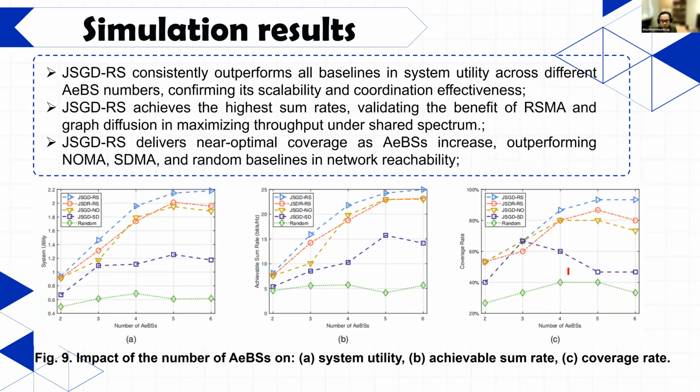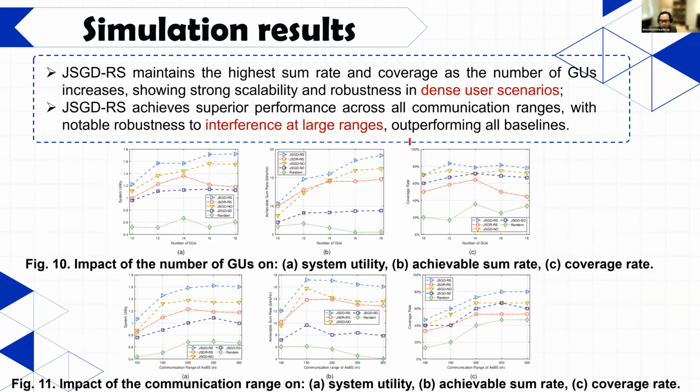For example, if we vary the number of aerial base stations, the performance can still be better than the baseline. And we can show that when we compare in terms of the number of ground users and also the communication range, our scheme performs the best in terms of the reward function or system utility that we want to maximize, the sum rate and the coverage rate.